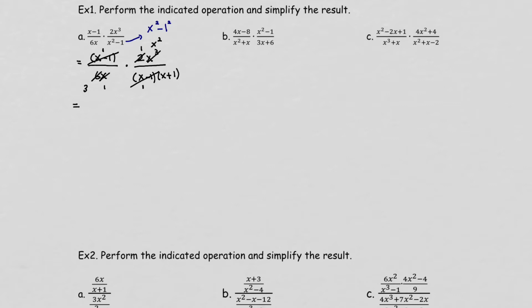So you have numerator 1 times x squared. That's what you have on the numerator. Denominator, you have 3 times 1 times x plus 1. And you can leave your solution in factor form.